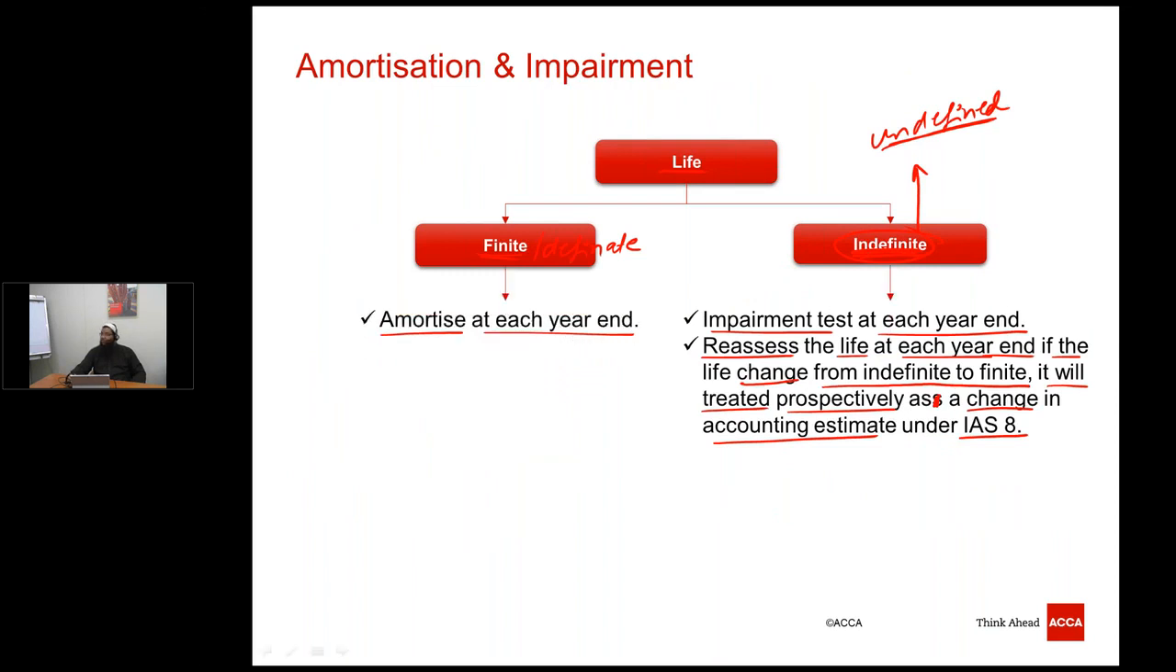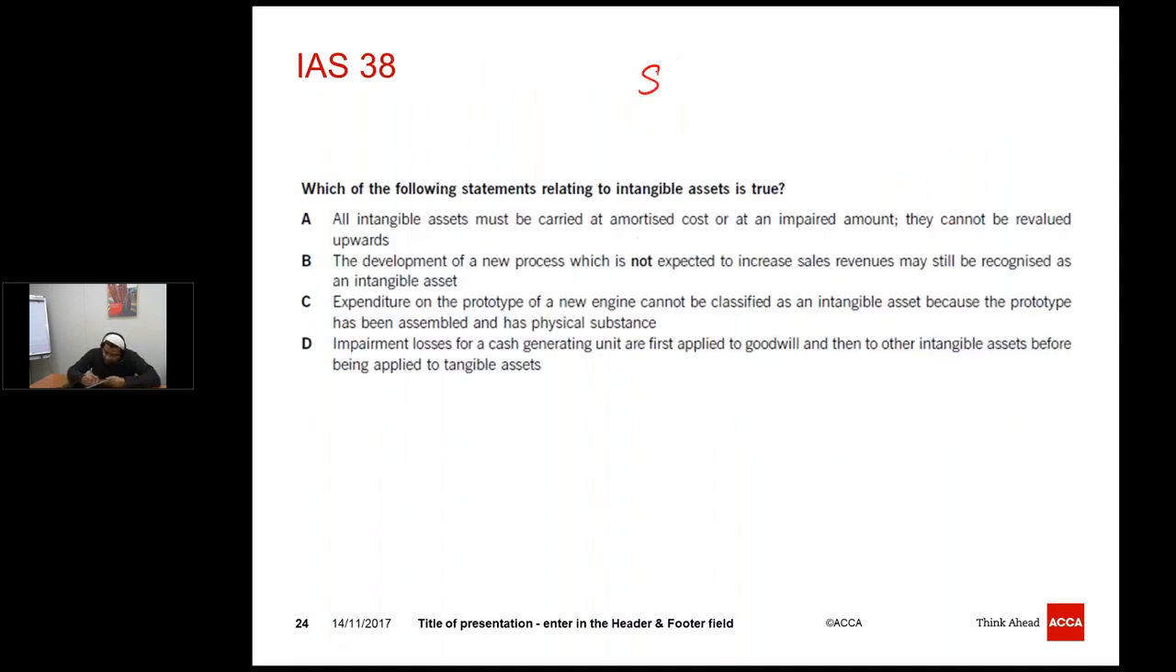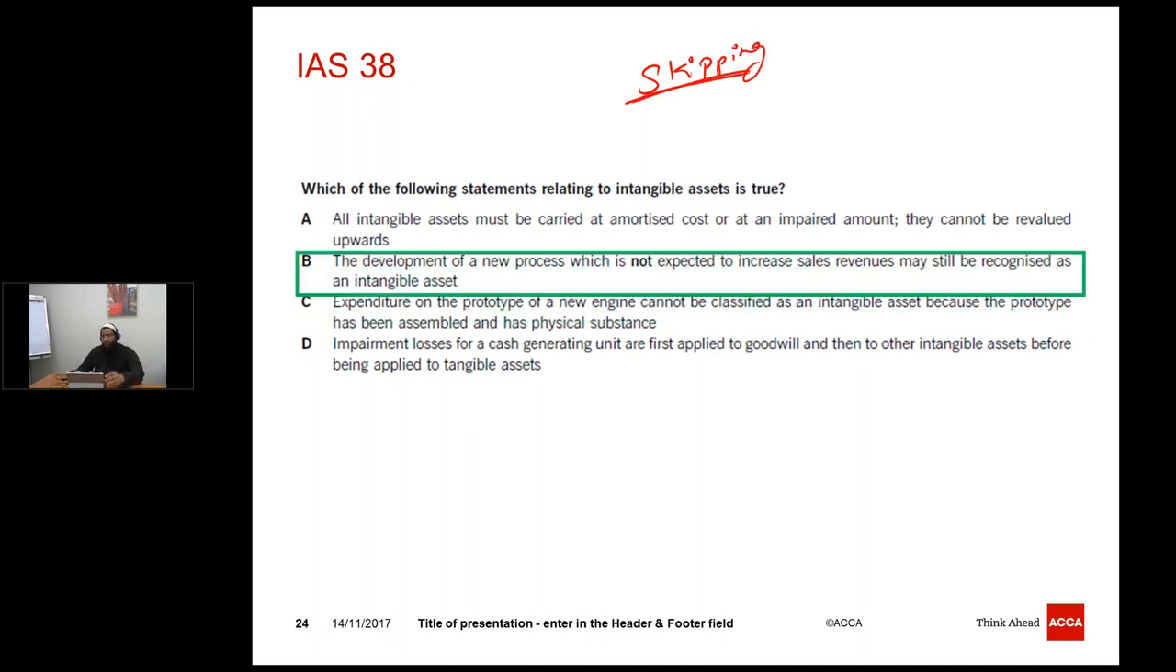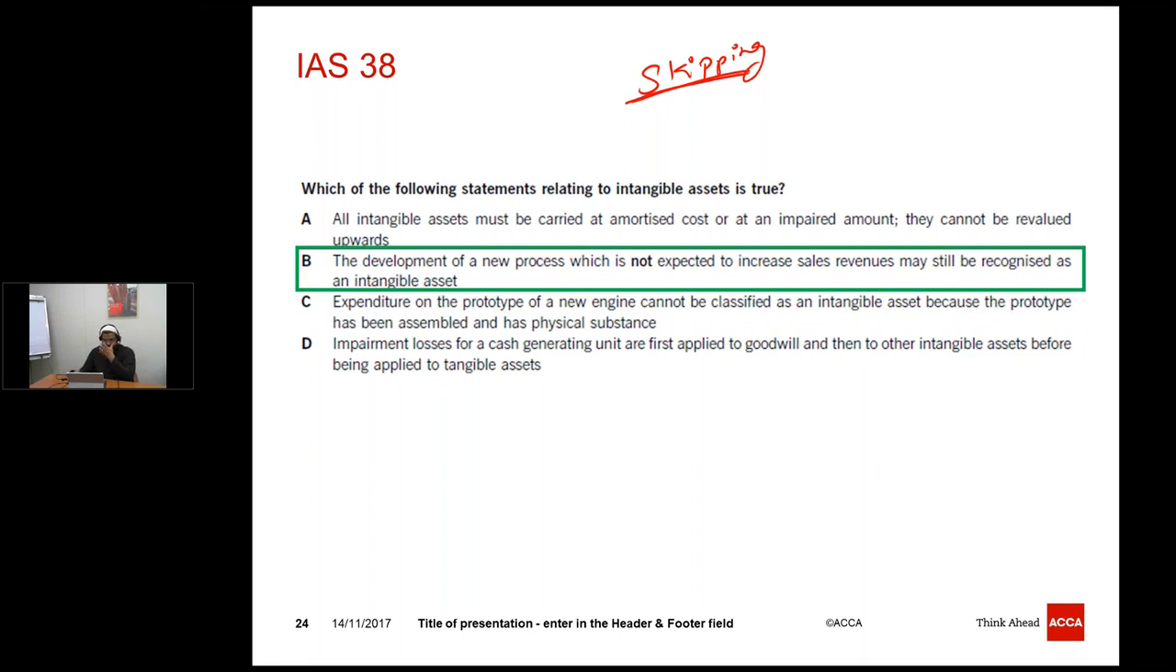So these are some basic points that you have to remember in IAS 38. I'm skipping the question. You have to solve this on your own, but I'm telling you the answer. You can take the snapshot of the answer and then try it on your own, and if there's any problem you can discuss it on the WhatsApp group. I hope you people have taken the snapshot.